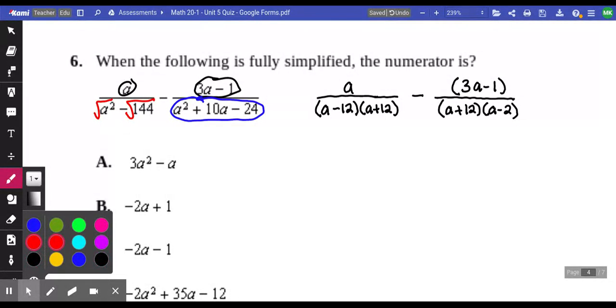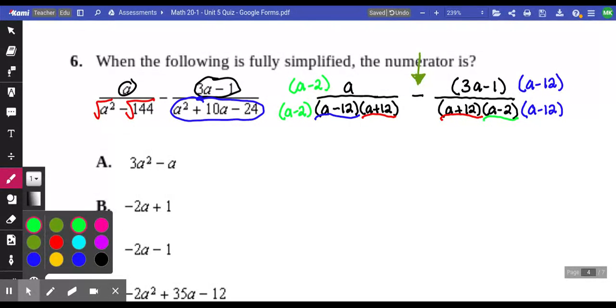Second step is state your NPVs, which we always do, right? Third step, now I got to check what type of question I have. It's subtraction. That means I need a common denominator. This a minus 12 has to be in both things. It is not. So I have to multiply it over here, top and bottom. This a plus 12 has to be in both fractions. It is. This a minus 2 has to be in both fractions. So I multiply it to this one, top and bottom. This now gives me a common denominator, so I can write my thing as one fraction now.